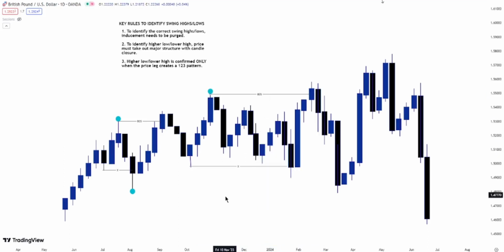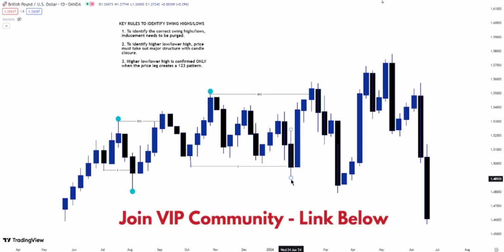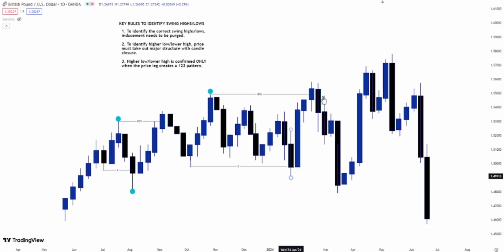Now, rule number 3. It is not enough to start marking here as your major swing low just because it has fulfilled rule number 2. Rule number 3 is also needed. And what does it say? It says higher low or lower high is confirmed only when the price leg creates a 1, 2, 3 pattern. Did it create a 1, 2, 3 pattern here? No, there was no 1, 2, 3 pattern. So why will you mark here now as your higher low? It didn't create a 1, 2, 3 pattern before creating this high.